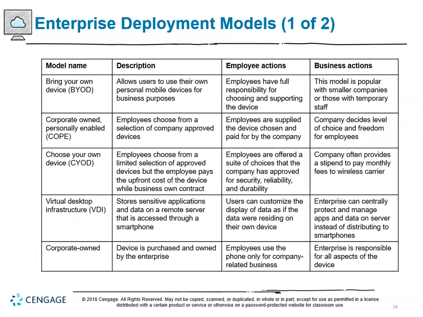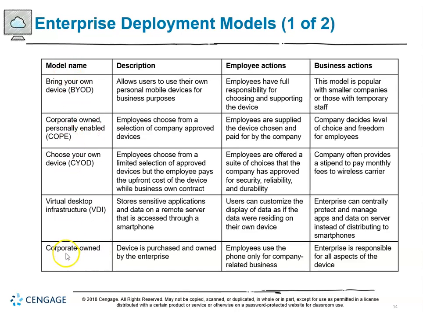So how do we deploy these? Well, there are several different models that are used within an enterprise to do that. You see them listed by name in the first column. There's also familiar acronyms for each. So BYOD, bring your own device. COPE, corporate owned, personally enabled. Choose your own device, that's CYOD. And VDI, which is virtual desktop infrastructure. And then lastly, we have corporate owned.